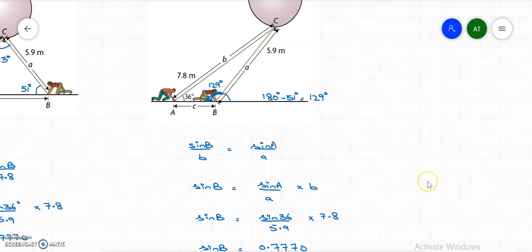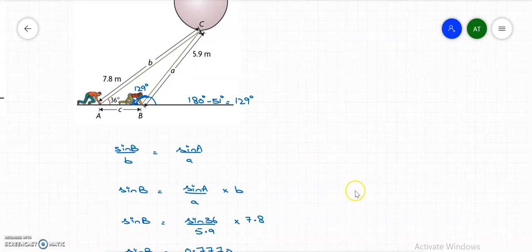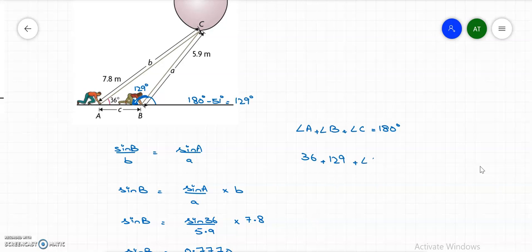Okay, now the next thing, we need to figure out the angle C. And how can we figure out the angle C? By using the fact that the sum of all angles of a triangle is equal to 180 degrees. So angle A plus angle B plus angle C is equal to 180 degrees. So angle A is 36, angle B we have got is 129, and angle C, and it is equal to 180. So angle C would be equal to 180 subtract 36 subtract 129, right? So the angle C, after solving, I have got 15 degrees. So the angle C at the top is 15 degrees, right?